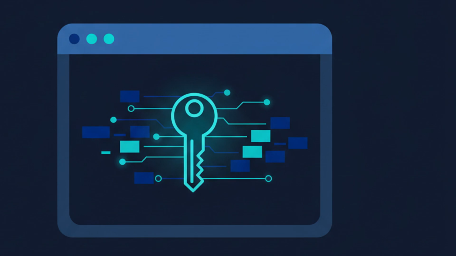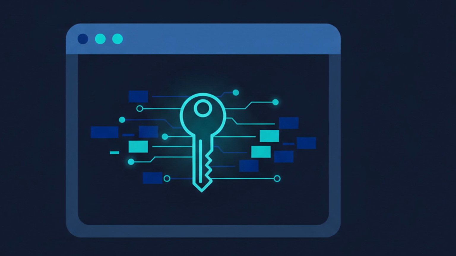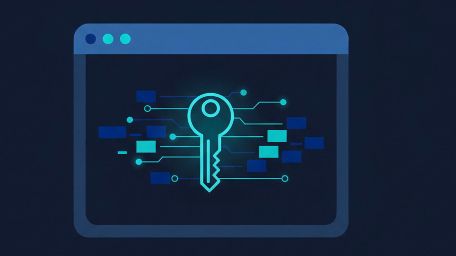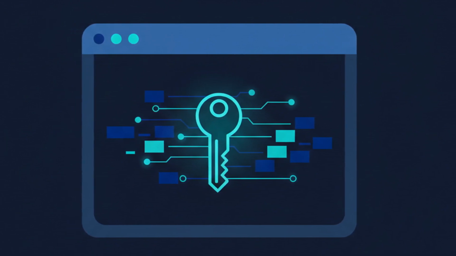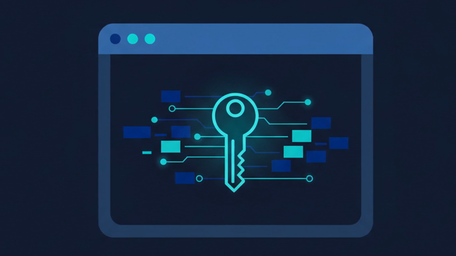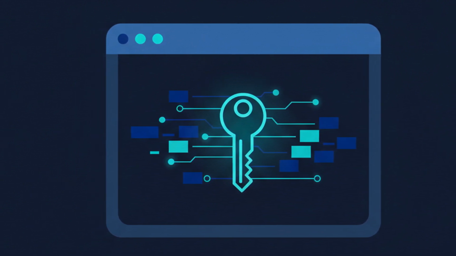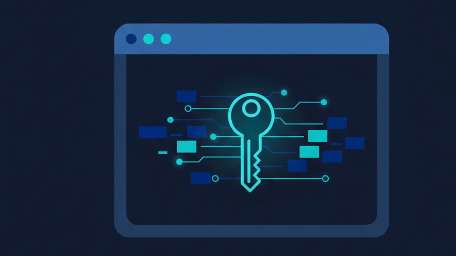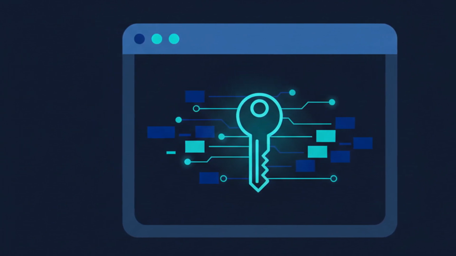First things first. You need an API key. Head to console.anthropic.com and create an account if you haven't already. Once you're in, click on API keys in the sidebar, then create key. Give it a descriptive name like my first project. Copy that key immediately. You won't see it again. Anthropic gives you some free credits to start so you can experiment without entering payment details right away.